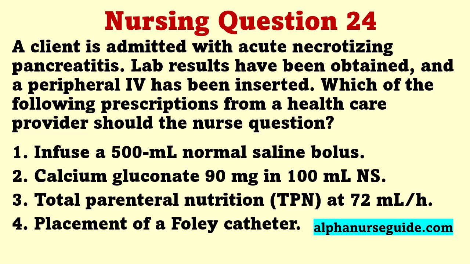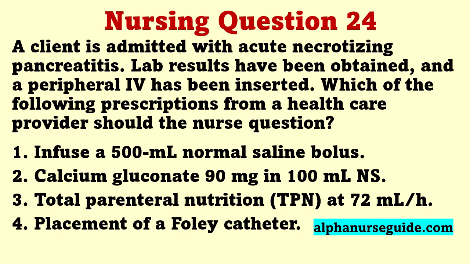A client is admitted with acute necrotizing pancreatitis. Lab results have been obtained and a peripheral IV has been inserted. Which of the following prescriptions from a healthcare provider should the nurse question? 1. Infuse a 500 ml normal saline bolus. 2. Calcium gluconate 90 mg in 100 ml normal saline. 3. Total parenteral nutrition at 72 ml per hour. 4. Placement of a Foley catheter.